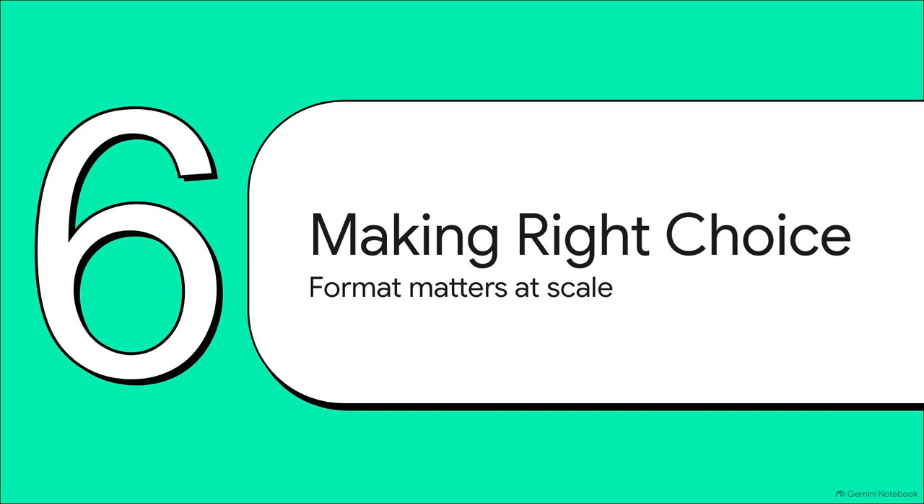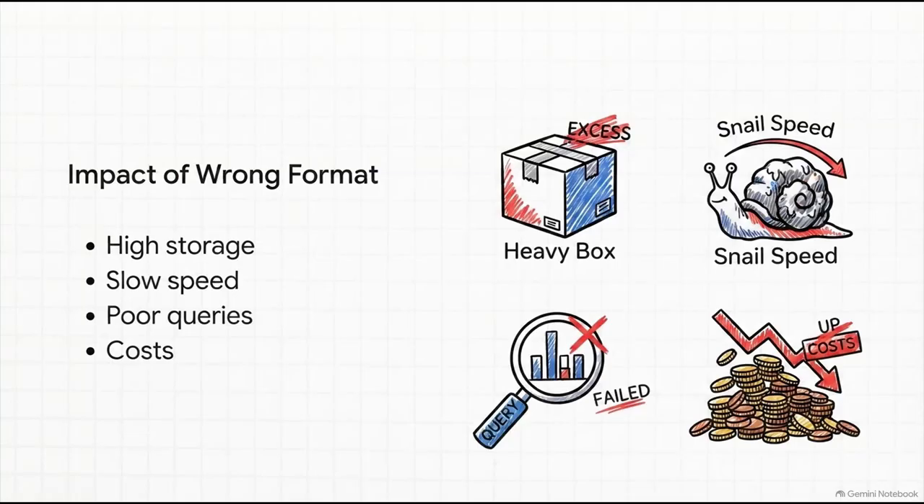Which brings us to our final section, Section 6, making the right choice, and why format matters at scale. So we can clearly see now there is no universally best format out there. But choosing the wrong one for a specific task, that can have some really serious business consequences. Making the wrong choice at scale isn't just some minor technical hiccup.